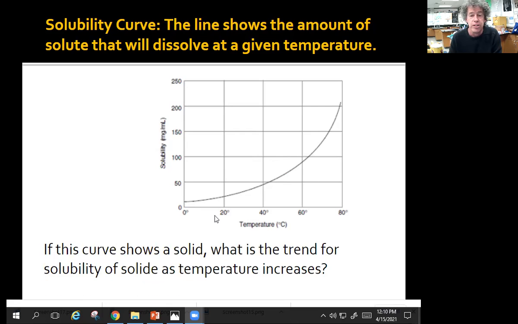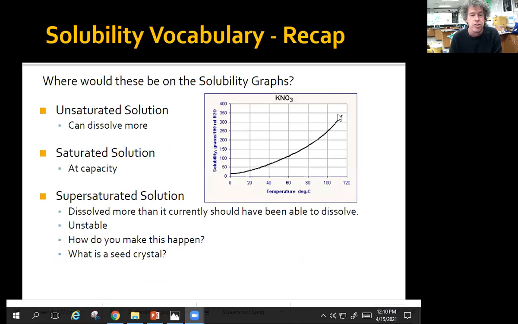Now, if we were to see this curve, this is a solid, and we see the general trend with solids: you tend to see an increase in solubility as temperature goes up. So to recap the three situations, we have unsaturated solutions, and basically that is a situation where you can dissolve more. So if you put some solute into water and it dissolves, the solution is unsaturated. You keep putting it in and it keeps dissolving. Once you get to the point where, if you add any more, that stuff won't dissolve, that point right there would be a saturated solution.